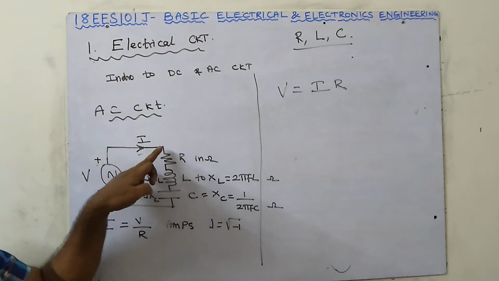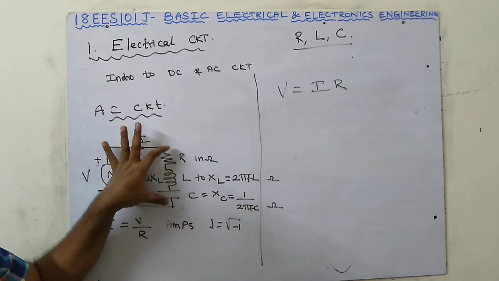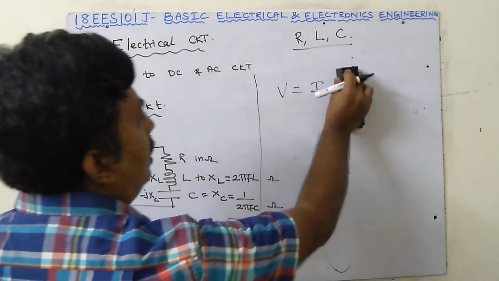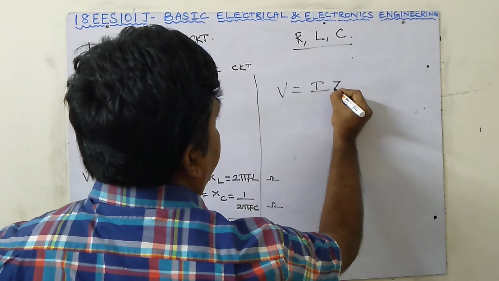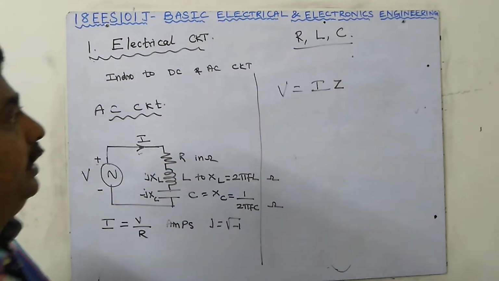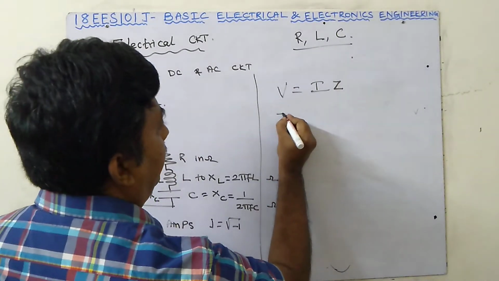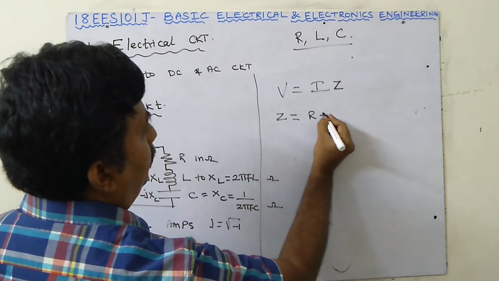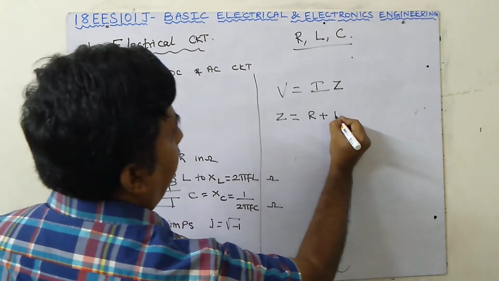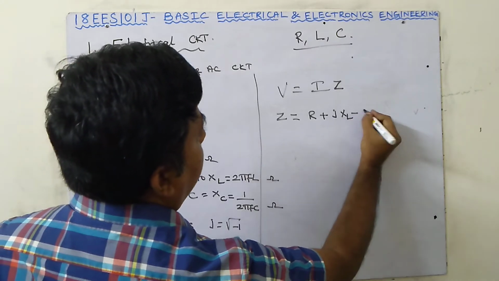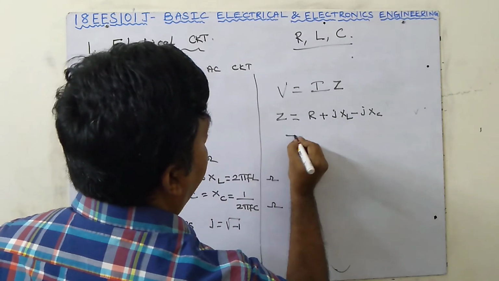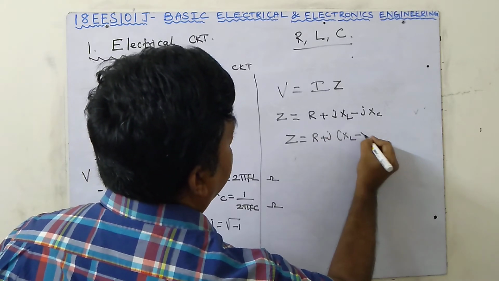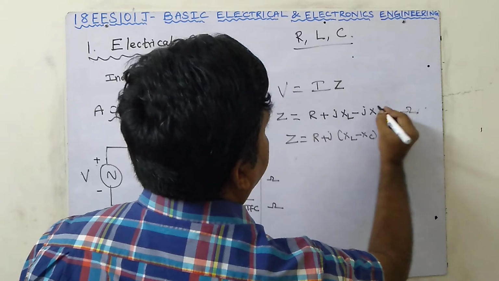This combination is called not resistance, but impedance. So V equals I into Z. This is Ohm's law, we just have to change it: V equals I into Z. What is the value of Z? Since all are connected in series, Z equals R plus J into XL minus J into XC. In general, it is denoted as R plus J into (XL minus XC). What is the unit? All the units are ohms.